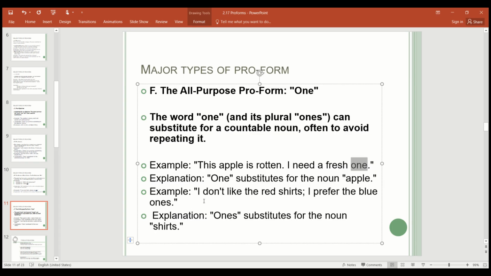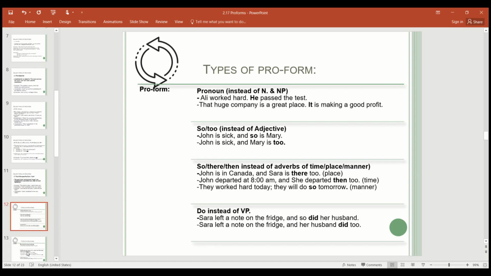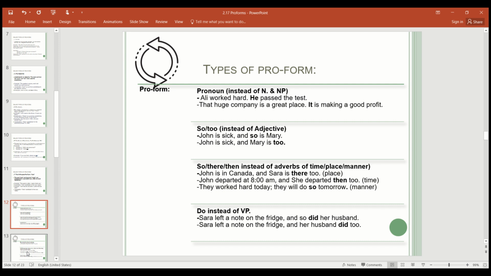Another example, I don't need the red shirts. I prefer the blue ones. Ones is a proform substituting the word shirts, which is plural, to avoid repetition. The rest of the slides, they're just giving you some examples, so you may go through them to check the examples. And if there are any unclear points, any questions, you may write them down in the comments.